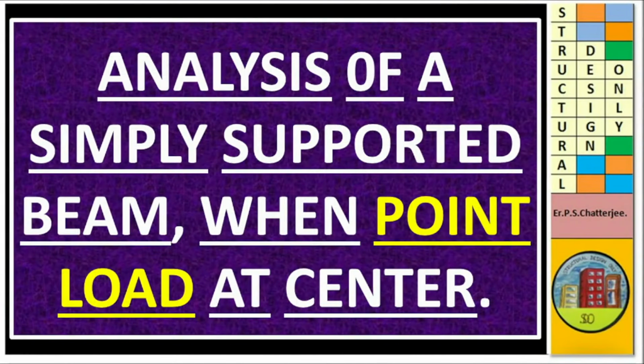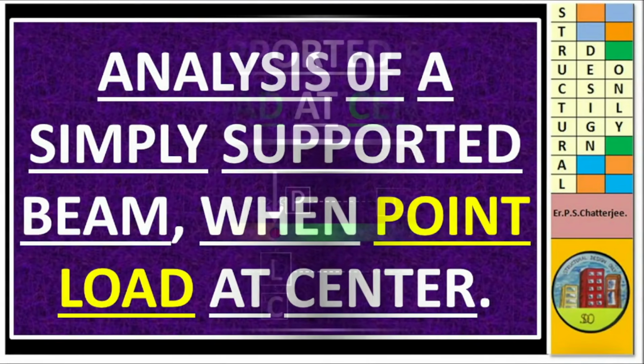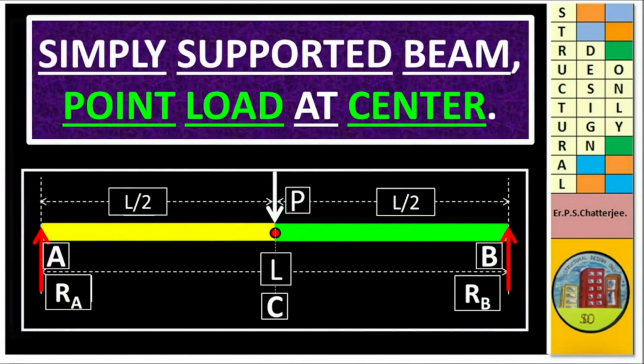Analysis of a simply supported beam when point load at center. This is the picture of a simply supported beam with point load at center. Left hand support A, right hand support B, midpoint C. Total length L. RA is the reaction of left hand support and RB the reaction of right hand support.